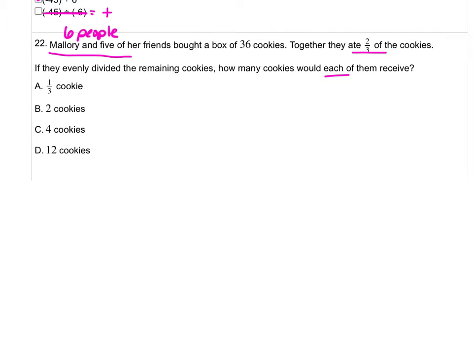Okay, so let's see what they ate. They ate 2/3 of 36. 2/3 would have to stay a fraction because it's a repeating decimal. So 2/3 times 36, which I'll write as 36 over 1. We could cross cancel here, but I'll just go ahead and multiply. 2 times 36 is 72. 3 times 1 is 3. And we get 24 cookies are what they ate.